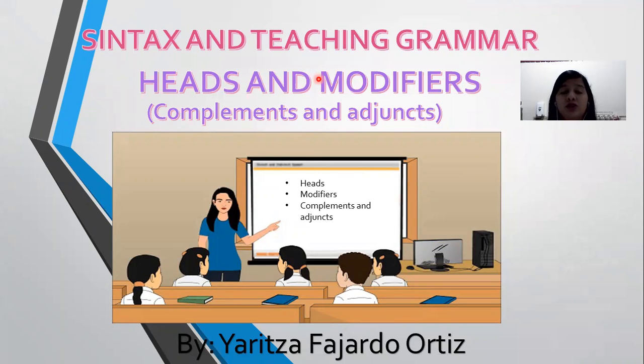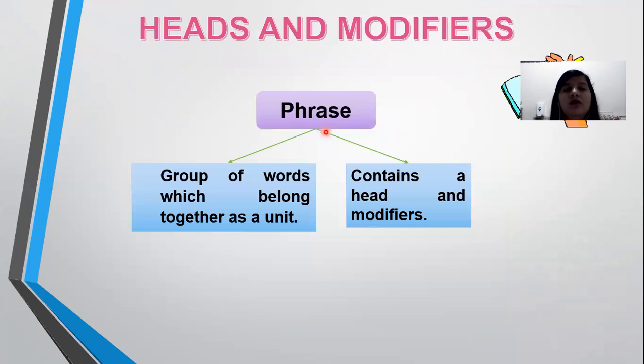I studied at UTP University, and today I'm going to talk about heads and modifiers, complements, and adjuncts. Before I introduce the main topic, it is important to know what a phrase is. A phrase is essentially a group of words which belong together as a unit. Typically, it brings together heads and modifiers.